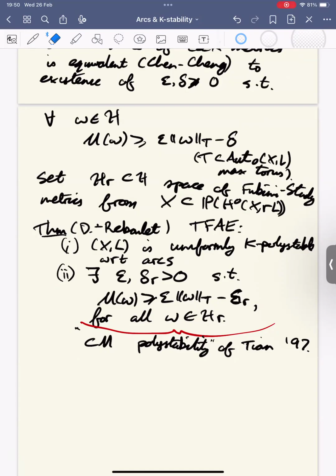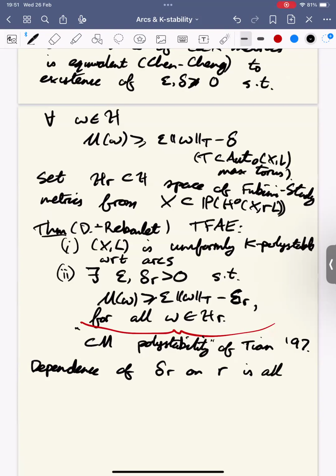It seems that this is extremely hard or impossible if you only use test configurations, which is really what Tian was trying to do originally. And the point is that if we include arcs, then we're able to prove this conjecture. So that's a benefit of arcs. And just one other thing that I'll highlight is that the dependence of delta_R on R is all that prevents a full solution of YTD, the Yau-Tian-Donaldson conjecture, from this perspective.